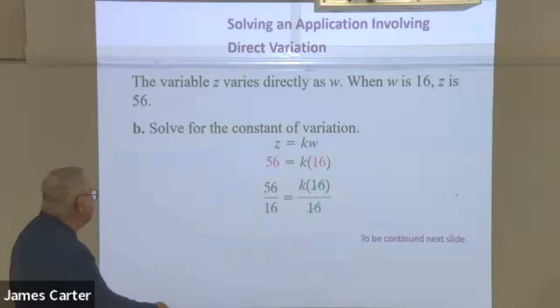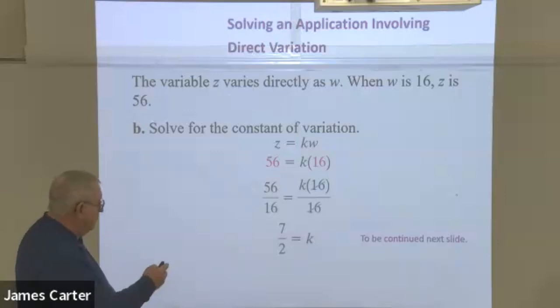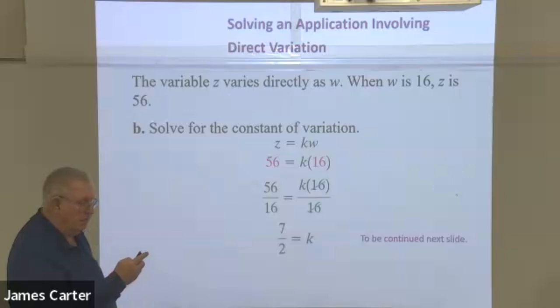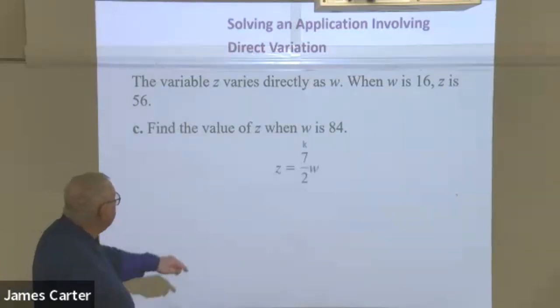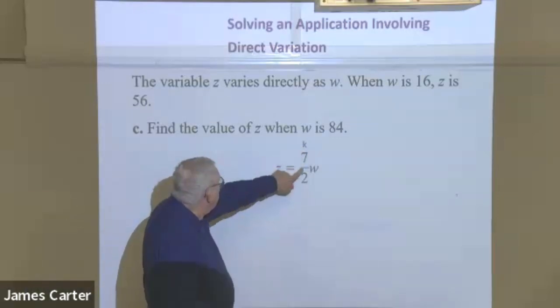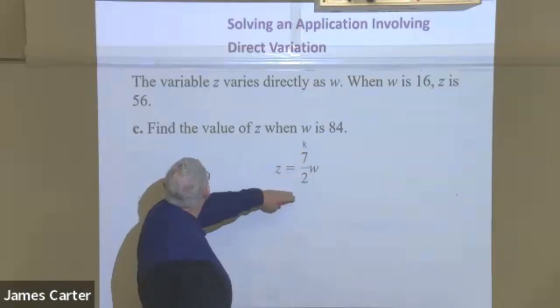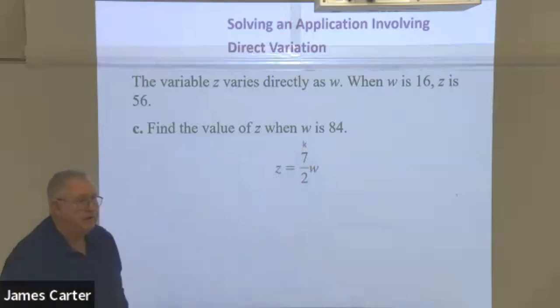That side cancels out, leaving just K. This side, all you can do is reduce it. I suppose you could change it to a decimal with long division. But this is better. And what is that? 3.5 in reality. So, going to my next slide. Since we're replacing K with 7/2, then here's my equation of variation.